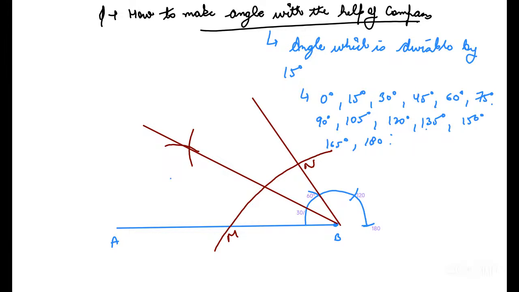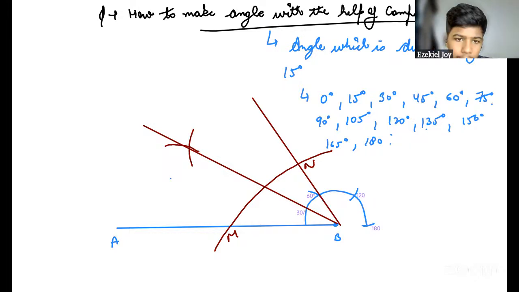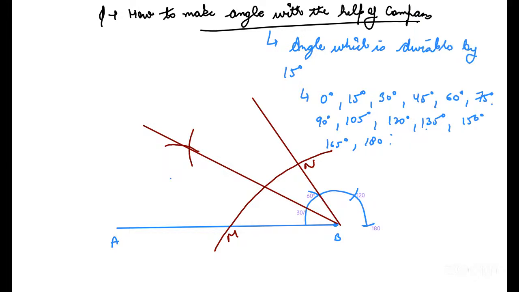Now, if you make 15 degrees, what will you do? Do you have any idea, Ezekiel? How will you make 15 degree? I know that half of 30 is 15. So first I have to make 60 degree, then I have to make 30 degree.